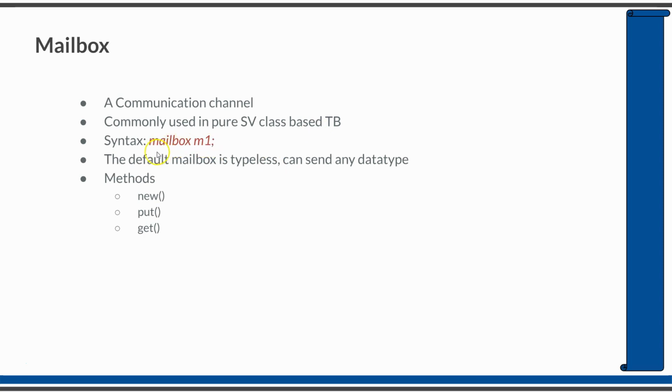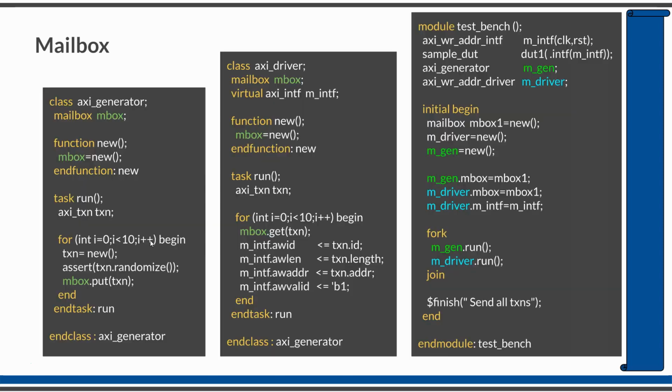Here is the syntax to declare a mailbox, followed by the mailbox name, and these are the commonly used methods associated with mailbox: new, put and get. The new method will create a mailbox and return a handle of it, and the put and get methods are used to send something to the mailbox and get something from the mailbox. Also remember that by default the mailbox is typeless, so it can send any type of data. We'll jump over to an example and see how a mailbox is used in a practical use case.